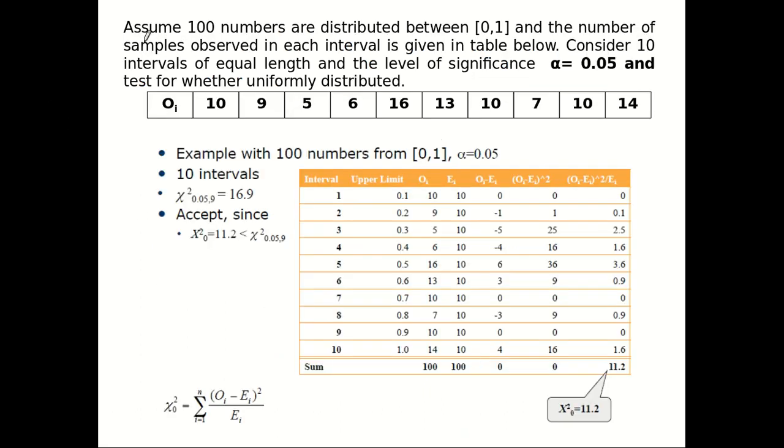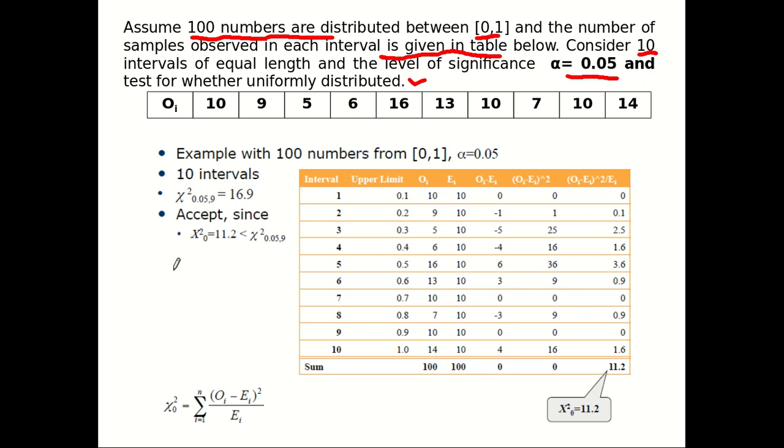Consider a problem statement. Assume 100 numbers are distributed between 0 and 1. Those 100 numbers are not listed here. The number of samples observed in each interval is given in the table. Consider 10 intervals of equal length, with the level of significance 0.05, and test whether all those 100 numbers are uniformly distributed or not.